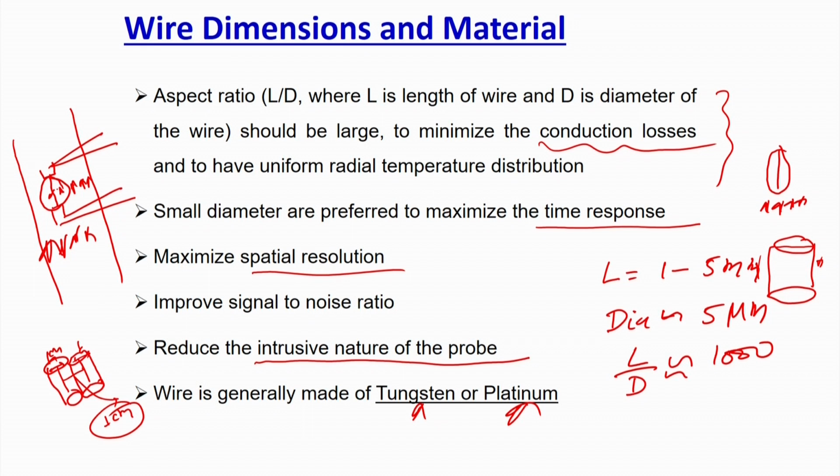So, that is the major reason for how the wire dimension should be chosen, why it has been chosen, and what the material should be. Definitely the material should be very conductive and it should have a certain resistance that varies with temperature. So, the thermal resistance as well as the electrical resistance of the material should be very good. That is why tungsten and platinum are generally used for the wire material.